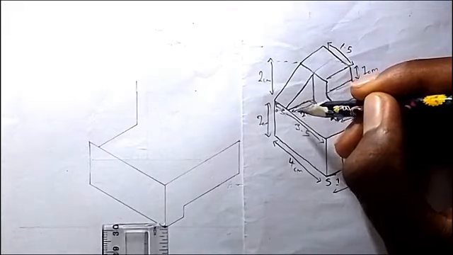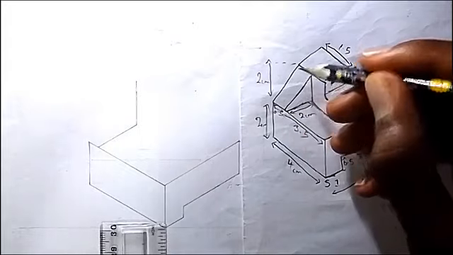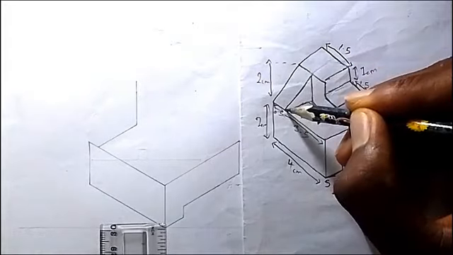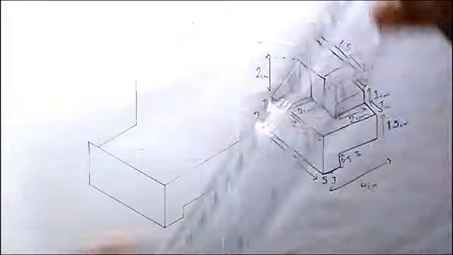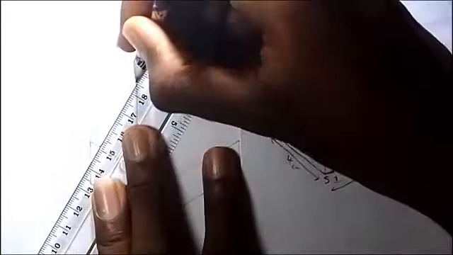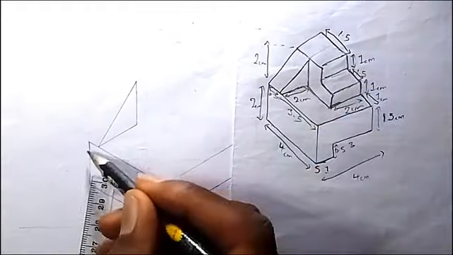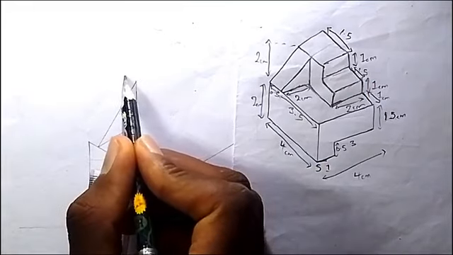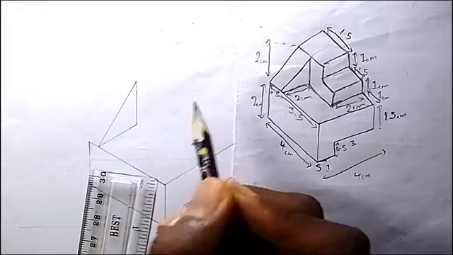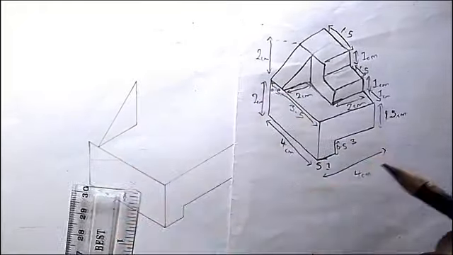Now you saw how we got the L shape. So what we'll do is we'll join them together. We'll join this point to give us this other side. Now watch. So this is for this side. Now to get this other part, we'll have to extend this line. Alright, so let's do that. We'll get 30 degrees here, then we'll join it.